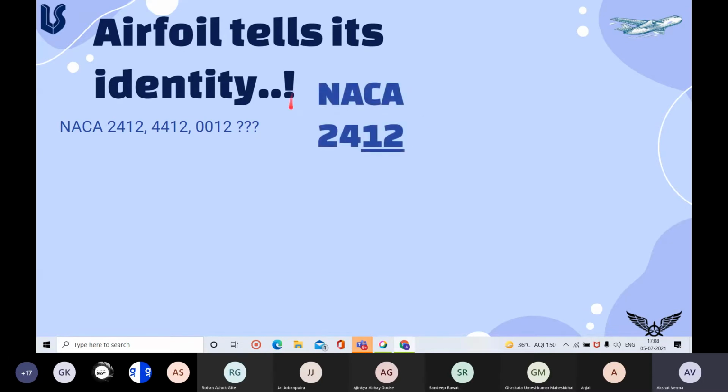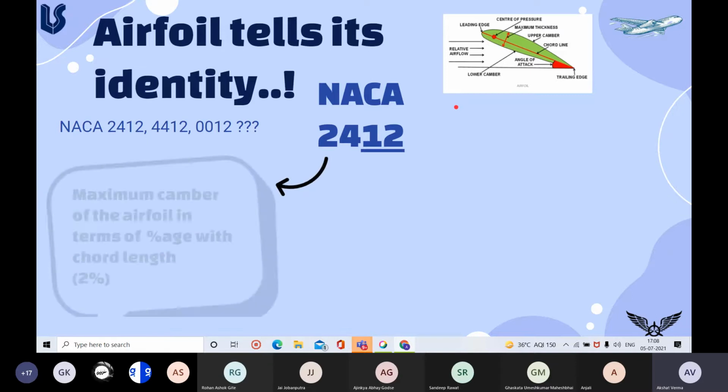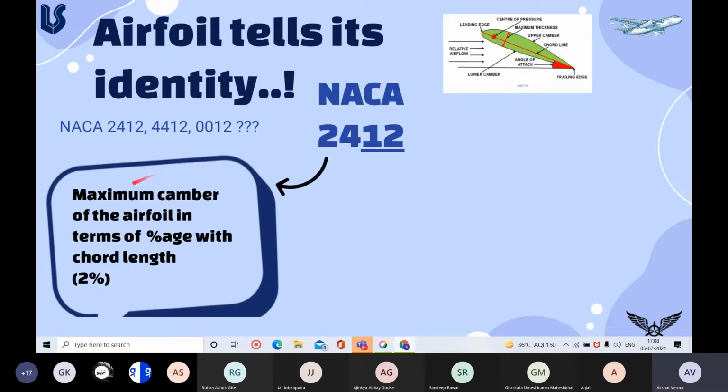So let's take an example of the NACA 2412 airfoil. We'll see what all these digits mean in context to the geometry of the airfoil. So let's first see what this 2 means. This 2 means the maximum camber of the airfoil in terms of percentage of the chord length. What does that mean? First of all, the camber is defined as the difference between the upper and the lower camber. What does that mean?